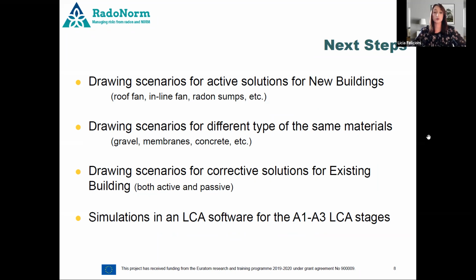We have already started this phase, drawing scenarios with roof fan, inline fan, and radon sumps, either in the gravel layer or outside the house. Then drawing scenarios for different types of the same material. For example, previously I always mentioned a radon-proof membrane, but I didn't specify which kind of radon-proof membrane I was talking about, because it was in general, but we will assess the impact of different kinds of, for example, membrane, gravel, and concrete to understand which one is the most environmentally friendly.